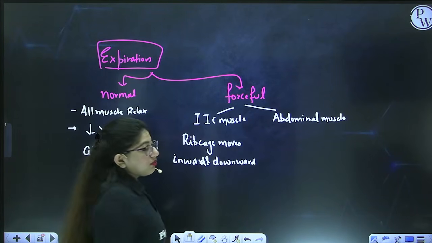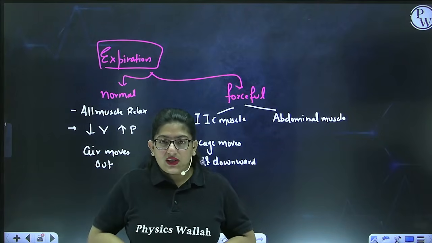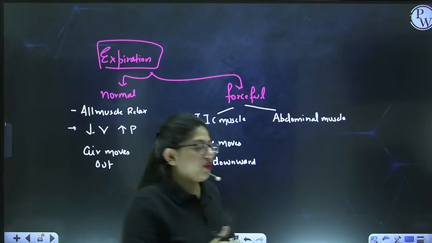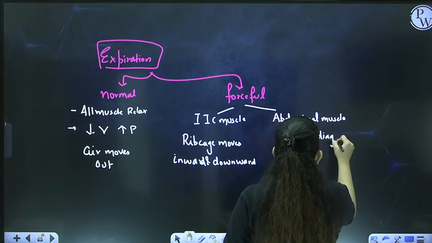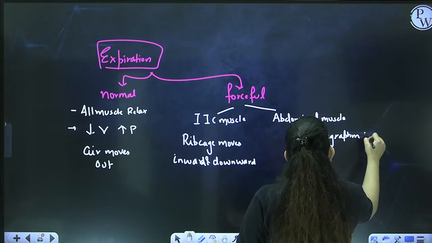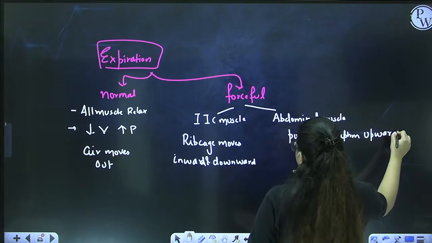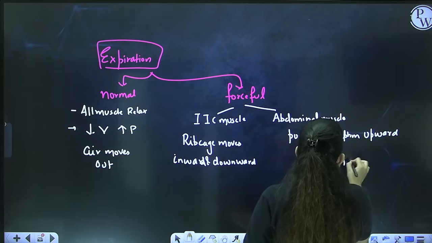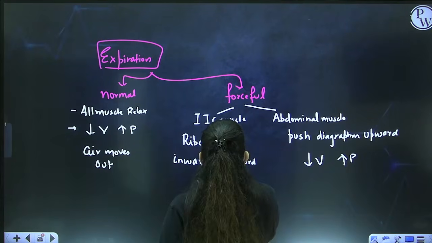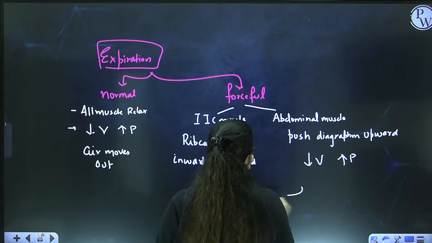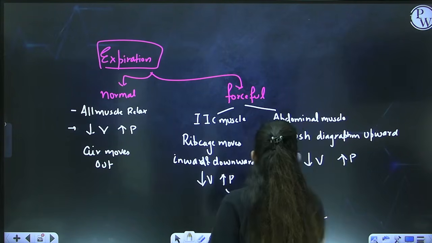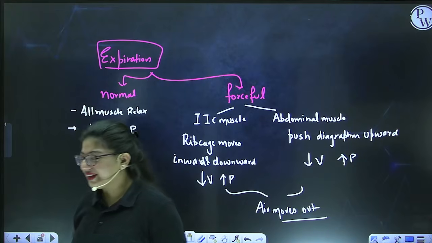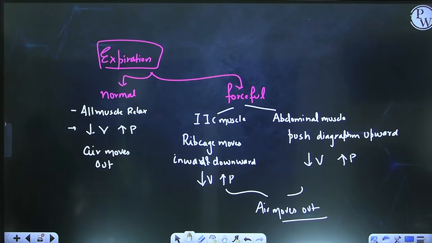So when the abdominal muscles contract, they will push the diaphragm upward, right? What will happen? The volume decreases, pressure increases. Same here, volume decreases, pressure increases, air moves out. Very simple. Good to go, right? So this is how you breathe, guys.